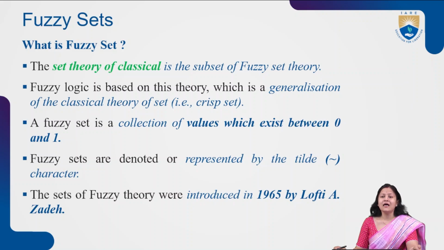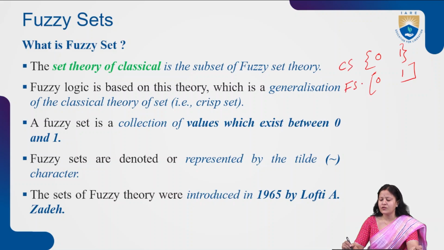The fuzzy set is a collection of the values which exist between 0 and 1. Because, as I discussed before, the crisp set is called the Boolean logic, or the Boolean set, which can handle only two values, either 0 or 1. Whereas the fuzzy set can handle all the linguistic terms where the membership values, or the degree of truthness, can be assigned between 0 and 1. The crisp value is exactly 0 or 1. This is for the crisp set, this is for the fuzzy set.